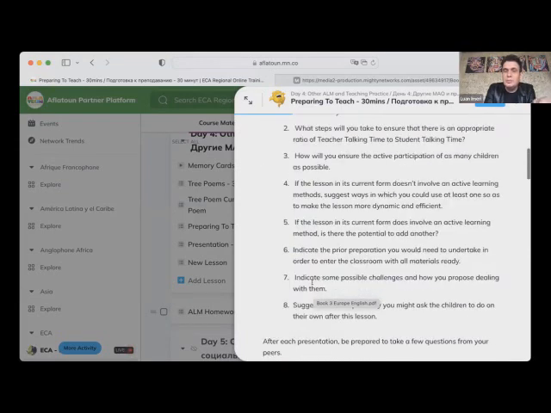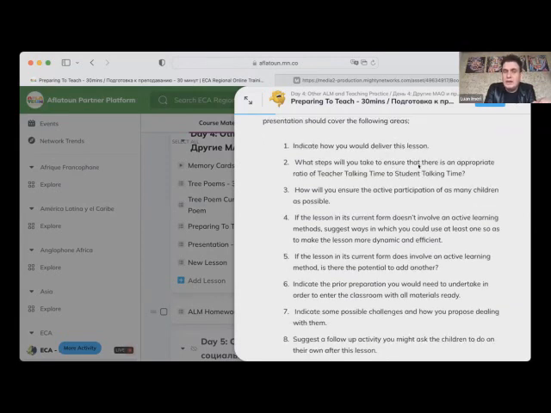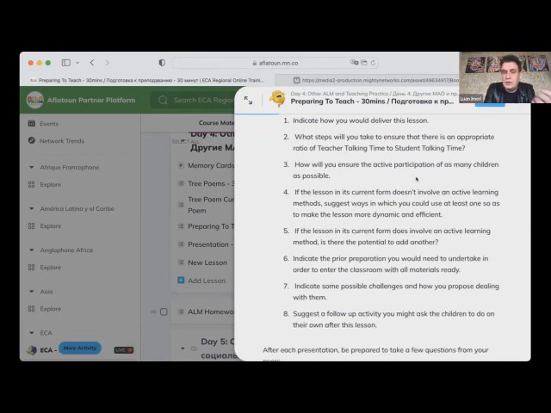So what you will need to pay attention to is to indicate how you will deliver the session. Is there an appropriate teacher talking time and student talking time? What do you need to do as preparation? Do we have active learning methods involved? If yes, can you improve and suggest another one? If not, which one do you want? If there is a chance to add this method, which one of those methods? What are the challenges? And what will you suggest at the end as a follow-up activity for the children in order to get more engagement from them? Is this part clear so far?